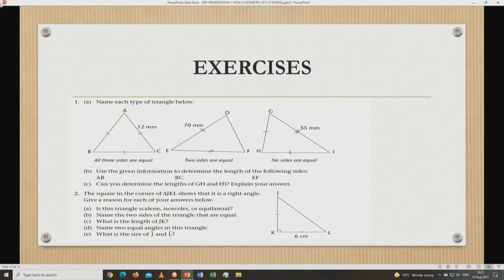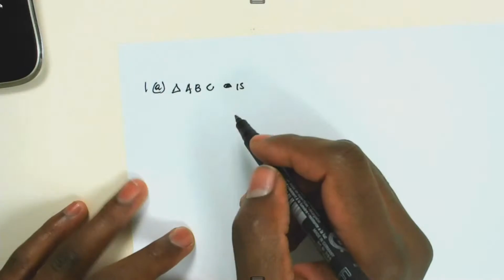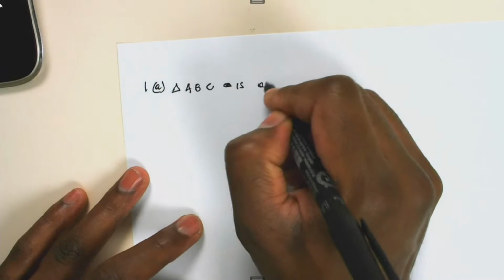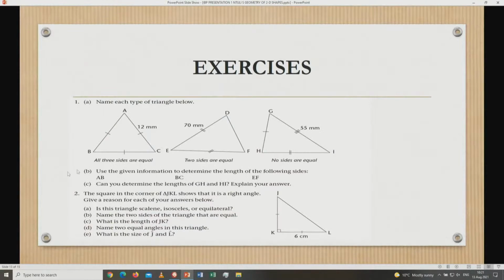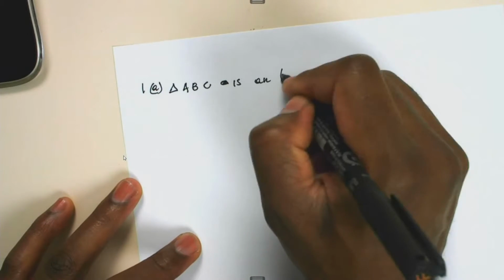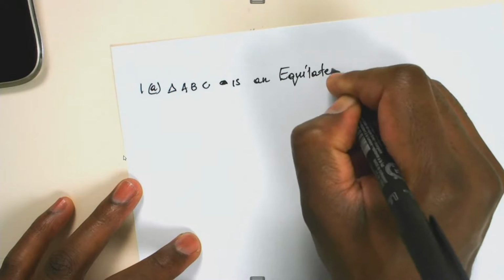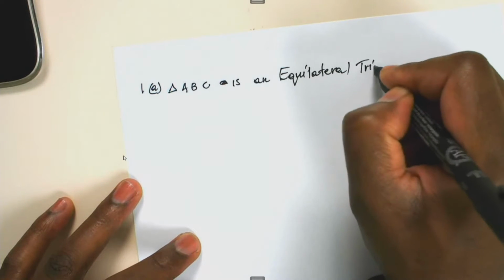We've got triangle ABC. Triangle ABC is an equilateral triangle, because we have seen the markings there, guys. There are 3 marks. By now we are mastering it. Yes, very good. It is an equilateral triangle.